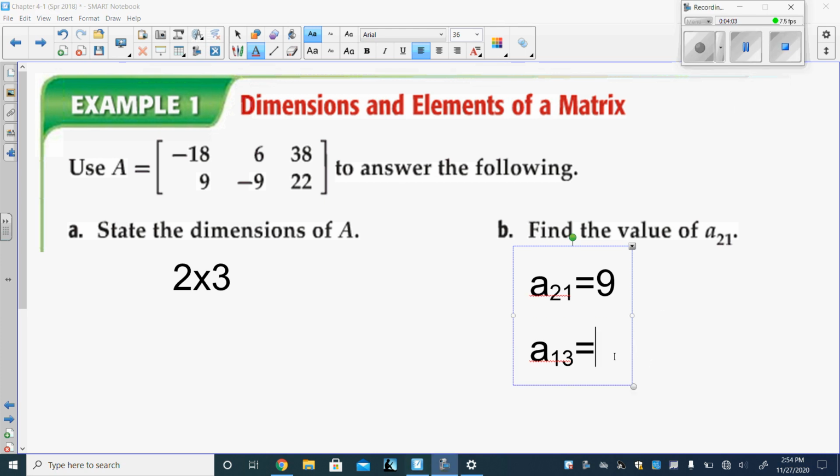Now let's say we wanted to find A13. A, again, is talking about an element because it's lowercase. 1 means row 1, column 3. So we'd go to the first row, which is -18, 6, 38, and then the third column, which is 38. So A13 would be 38, because that's in the first row, third column.